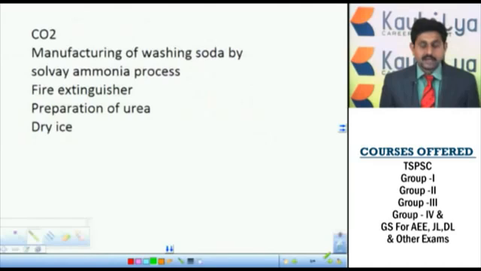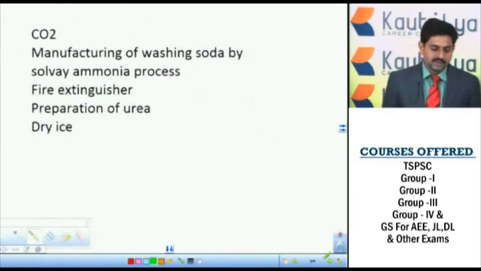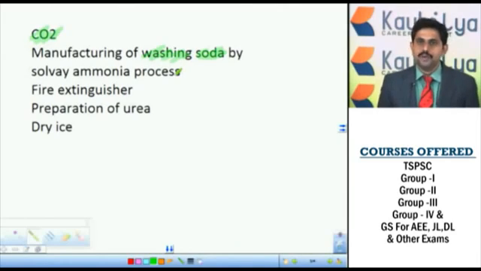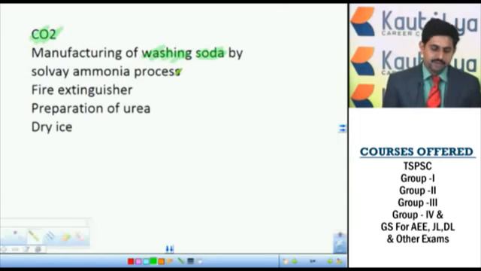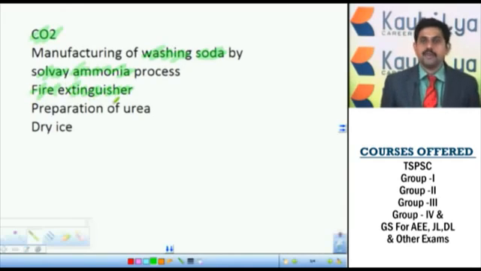The next one, carbon dioxide, is one of the oxides of this carbon family. Carbon dioxide is useful in the manufacturing of washing soda. Hope you remember the washing soda formula, Na2CO3.10H2O, sodium carbonate decahydrate. Carbon dioxide is useful for the preparation of sodium carbonate by the Solvay ammonia process. Carbon dioxide is the best fire extinguisher, whether you are using sodium carbonate with hydrochloric acid or sulfuric acid.